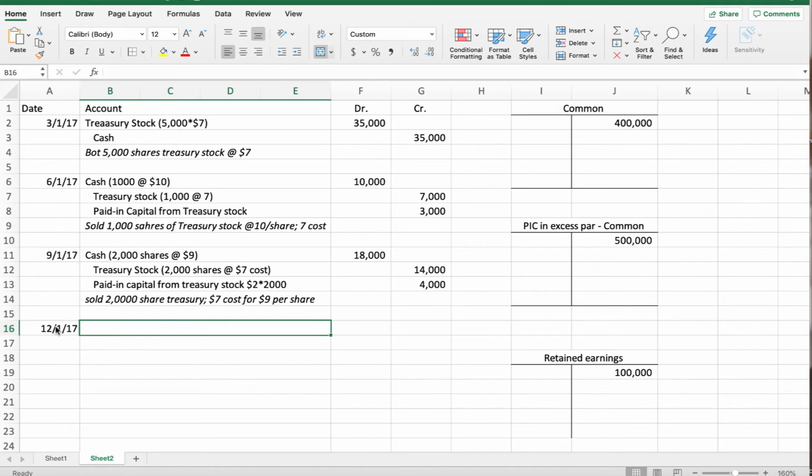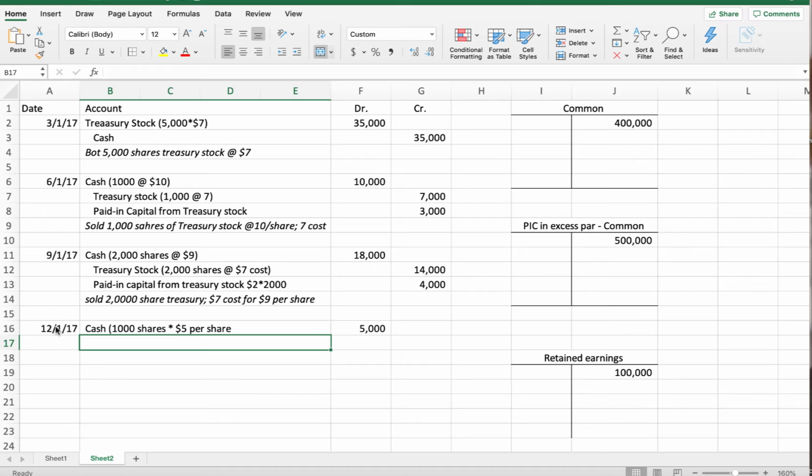12/1/17. Guess what? We sold 1,000 shares of treasury stock at $5 per share. Okay, no problem. I'm getting cash. How much cash am I getting? Well, 1,000 shares, which is the amount that I sold, times my selling price, which is, in this case, $5 per share. Okay, so I'm getting, if my math is correct, $5,000.